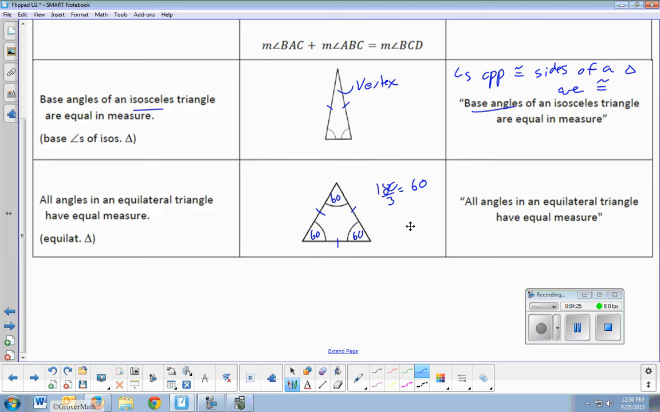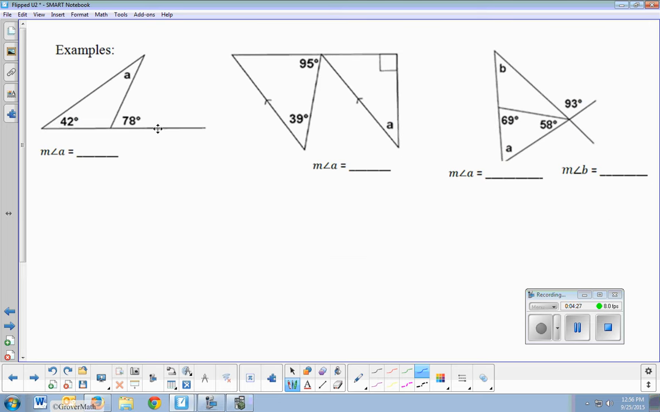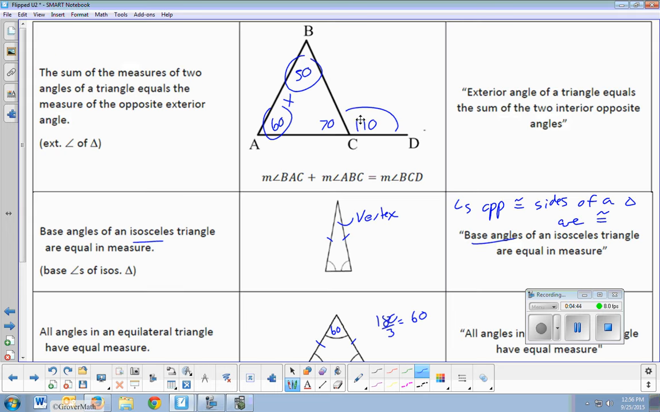Okay, how about a couple of examples here? First one, this is an exterior angle. Now, the angles inside the triangle we call interior. So if we see one adjacent to it, adjacent is like next to, we call that an exterior angle. And what we learned over here is that an exterior angle is equal to the sum of the two non-adjacent interior angles, meaning the ones not right next to it.